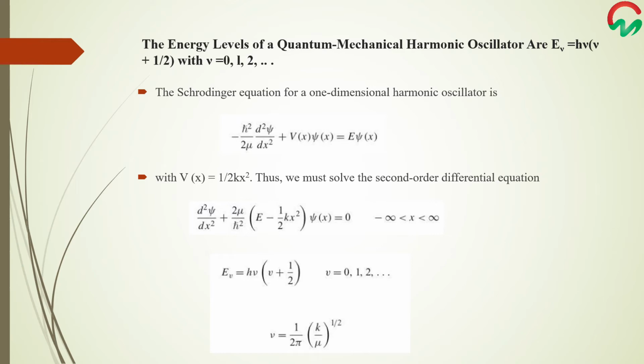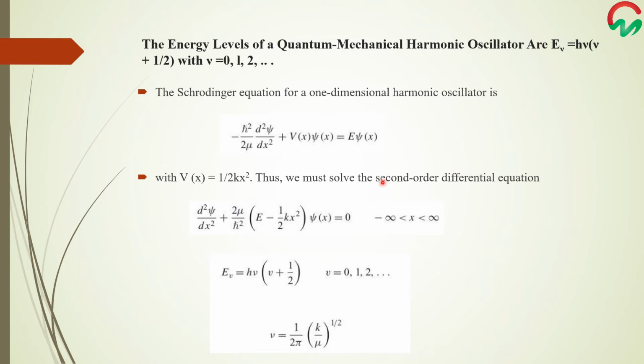Students, now we are going to discuss the energy levels of a quantum mechanical harmonic oscillator. For this, we will first write the Schrodinger wave equation for a one-dimensional diatomic harmonic oscillator, which is given as minus h bar squared over 2 mu d squared psi over dx squared plus V(x) psi(x) equals E psi(x). Here V(x) is equal to 1/2 k x squared.